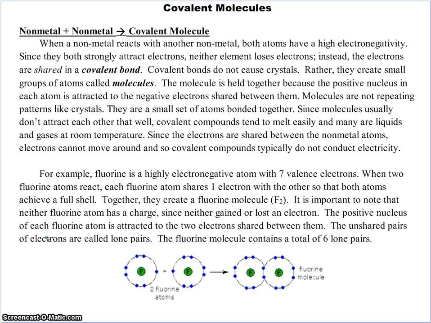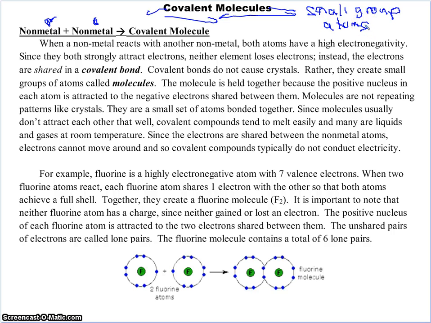In-depth bonding, the sequel: covalent. So we've already learned about ionic, now we're going to look into covalent. So here we've got covalent molecules. Remember, covalent, non-metal, says it right there. And I know a molecule is a small group of atoms that float around by themselves.